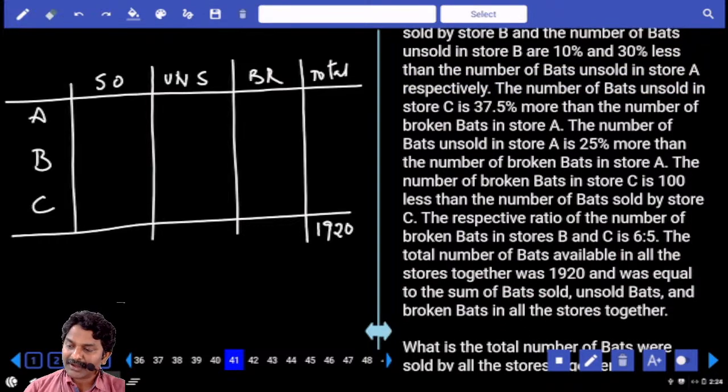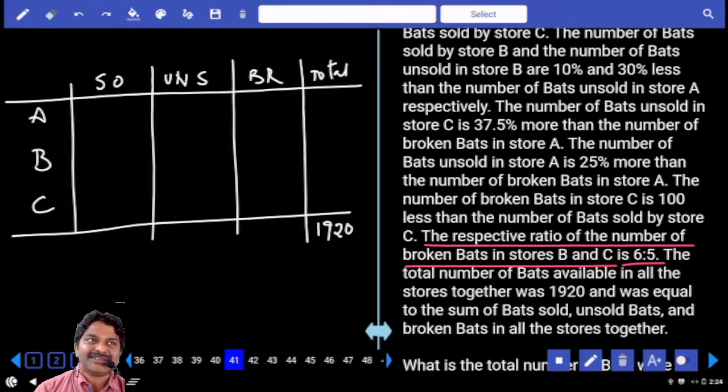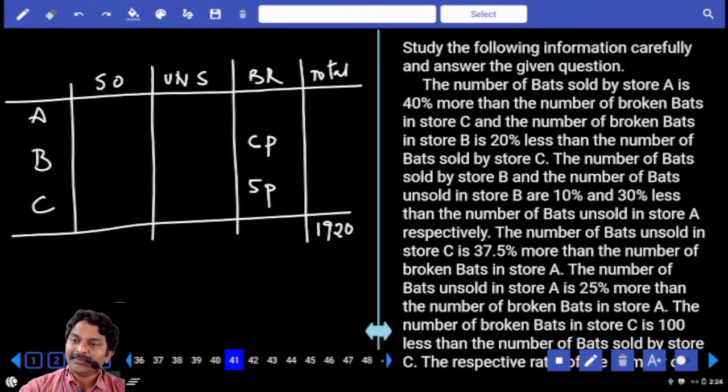Right? So now, when you read the data, apart from 1920, is there any other direct number we have? Direct number, yes or no? Right. Then we have a ratio. Let's try to start from the ratio because that is clearly mentioned. The respective ratio of the number of broken bats in B, C is 6:5. 6 parts and then 5 parts. Broken B and C. Now let's start from the beginning.